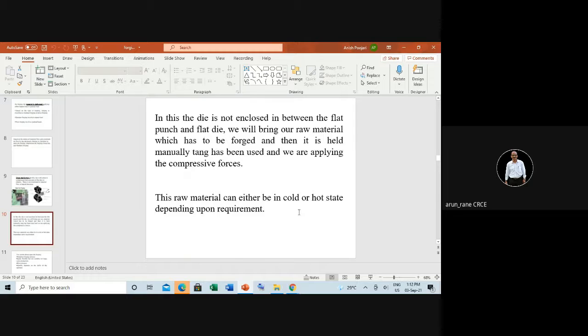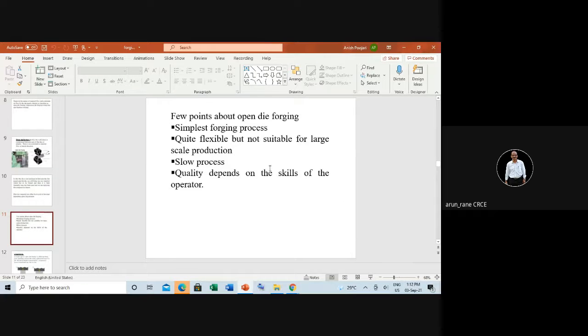So in open die forging, the work is not enclosed in between the flat punch and flat die. In closed die, it's like an injection mold. You have a proper cavity which will give the shape, like a hexagon. You will have 3 flats in the die and 3 flats in the punch. We place the material between the two, then close the die and get the desired shape and size.